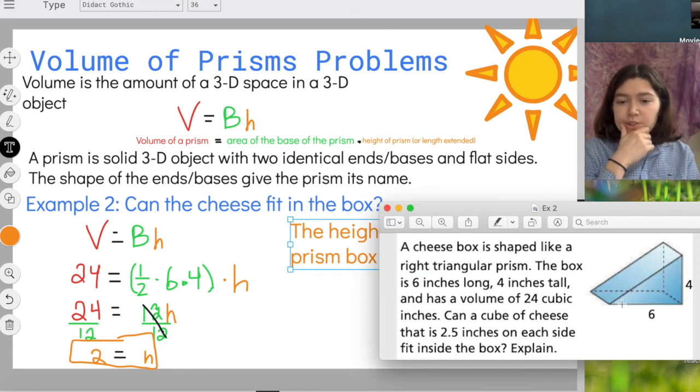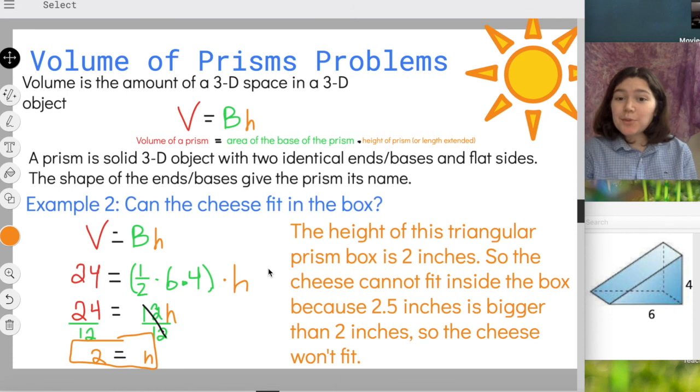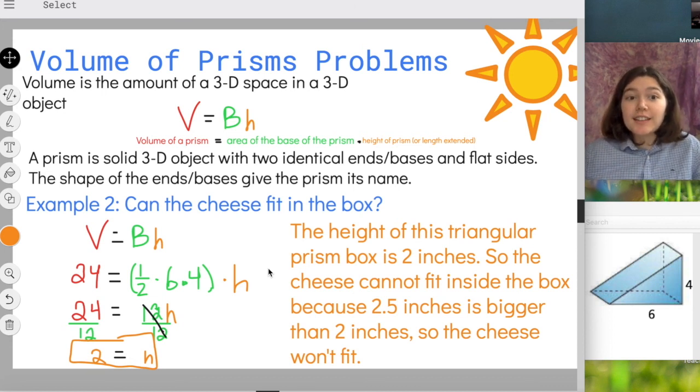So can a cube of cheese that's 2.5 inches on each side fit inside the box? No, because if it's 2.5 inches, it's not going to fit in a box that's smaller than that. So since we figured out the height of the triangular prism box is 2 inches, the cheese isn't going to fit inside of it.